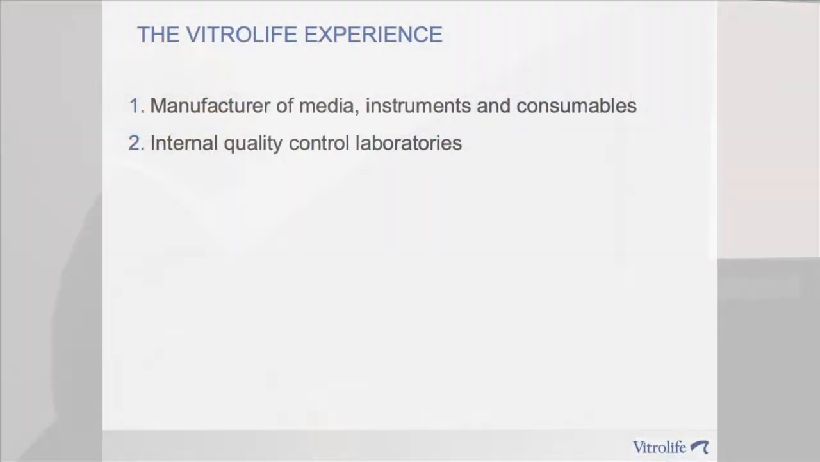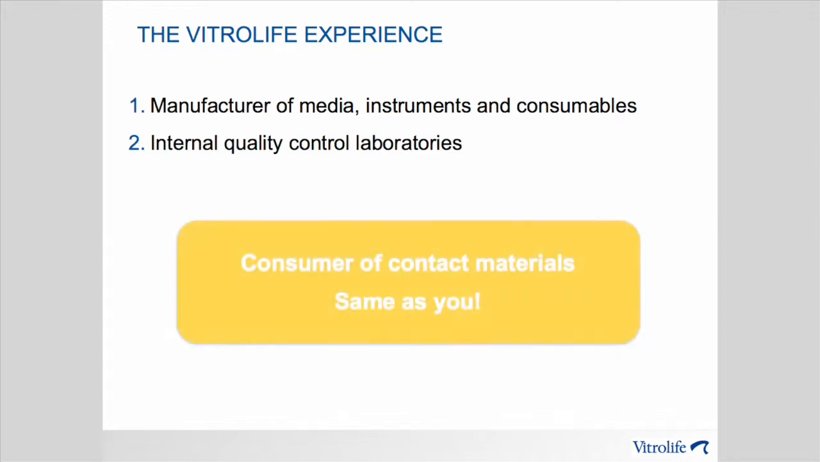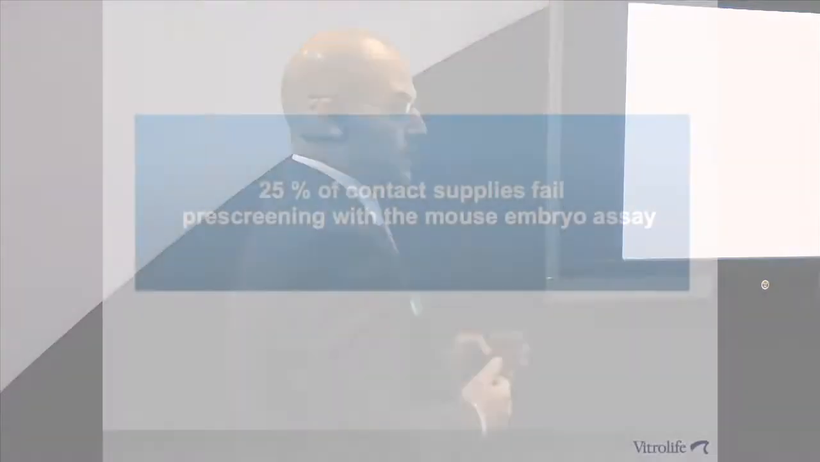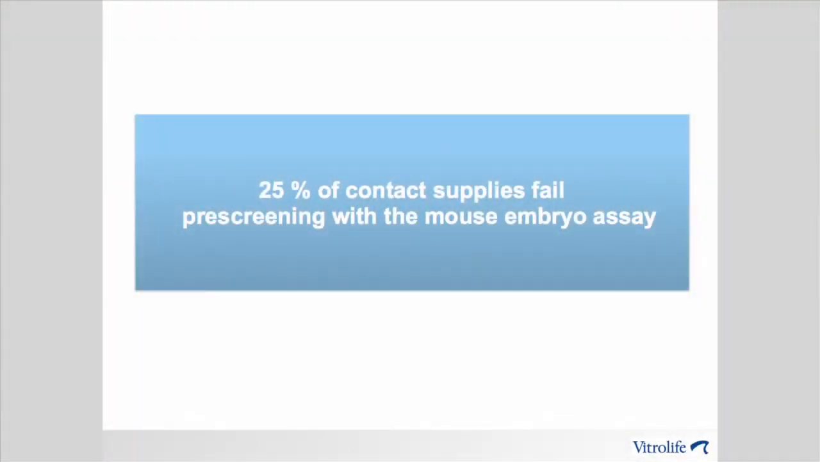So what's our experience? Not only are we a manufacturer of media, instruments, and consumables, but we also have internal quality testing labs. So we're a consumer of materials just like you are. And this has led us down the path to start creating different products because we start to see quality differences that are available. And this is pulled from our internal data over the last, say, 10 years. 25% of all the contact materials that come through our pre-screening lab fail. They're toxic. So, of course, we won't select them, nor will we sell them.